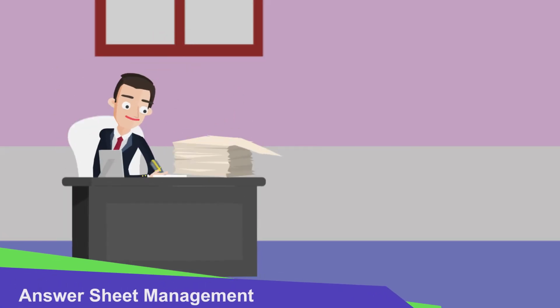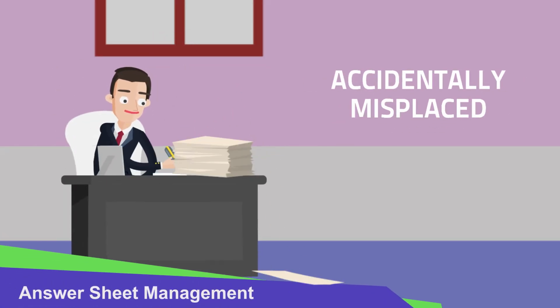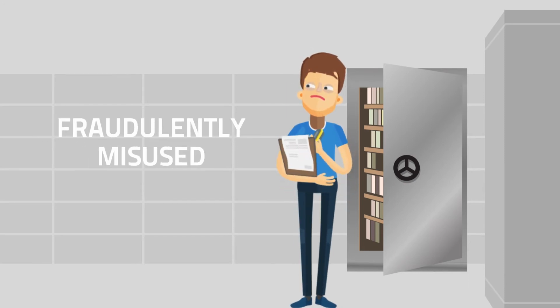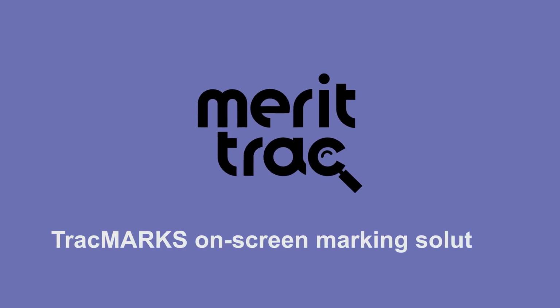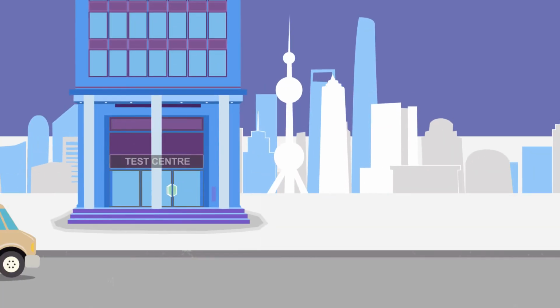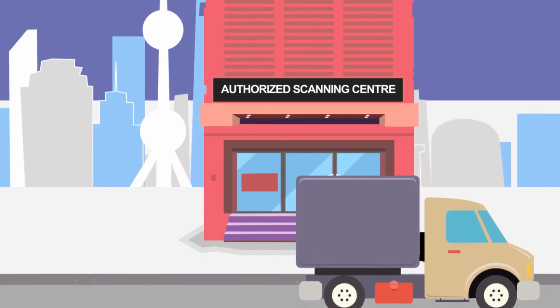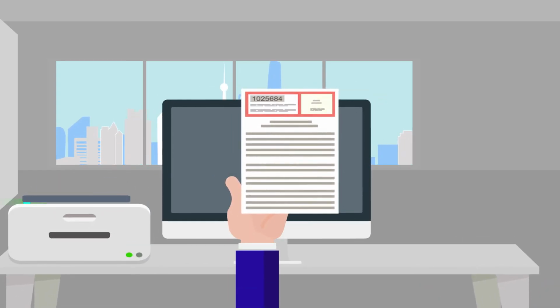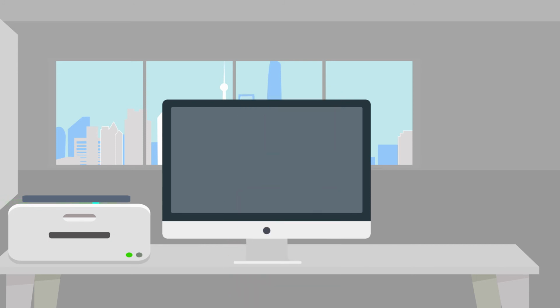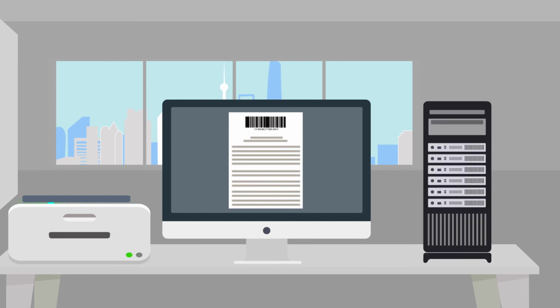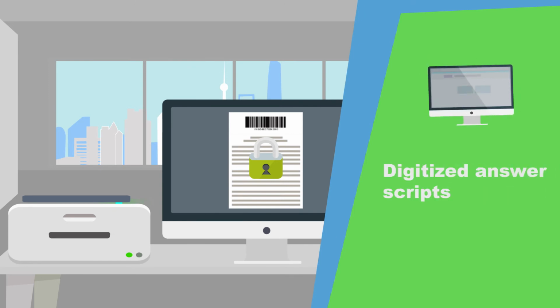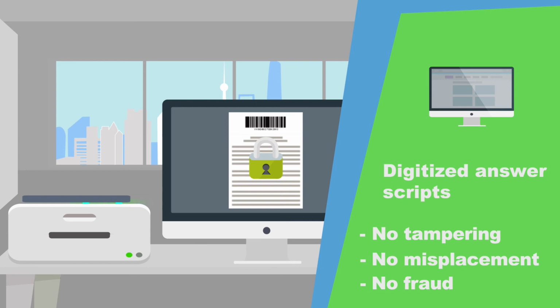After the exams, the answer scripts can be accidentally misplaced or fraudulently misused. But with MeritTrac's TrackMarks on-screen marking solution, once the exams are completed, the answer scripts are sent to a secure scanning center. After masking the identity of the test takers, answer scripts are barcoded for tracking and prepared for scanning. They are scanned, digitized, and stored in encrypted form in secure data centers. This ensures that the answer scripts are no longer prone to tampering, misplacement, or fraud.